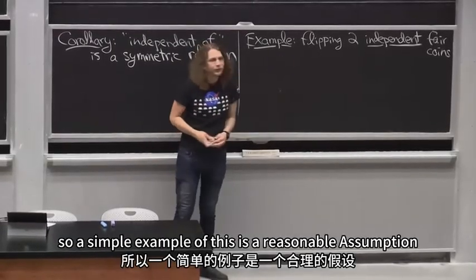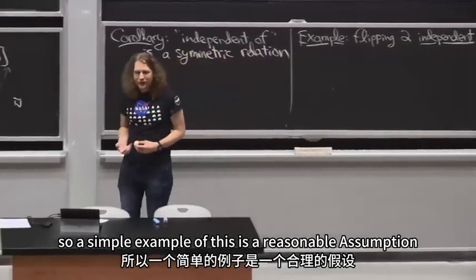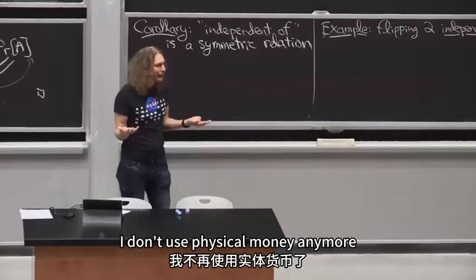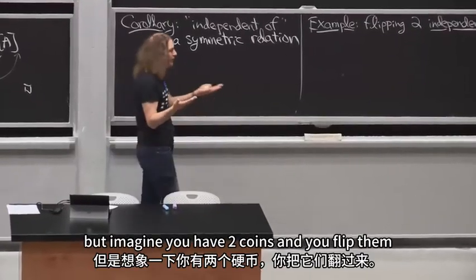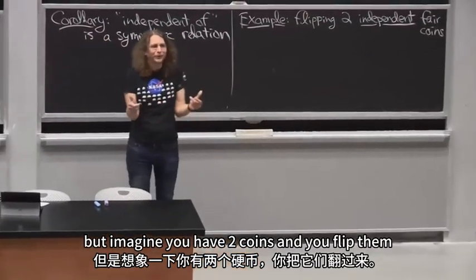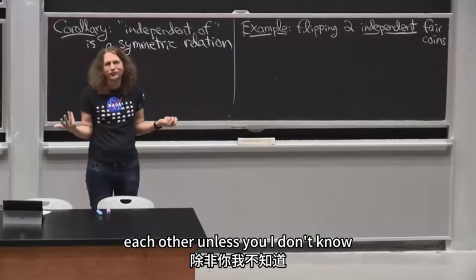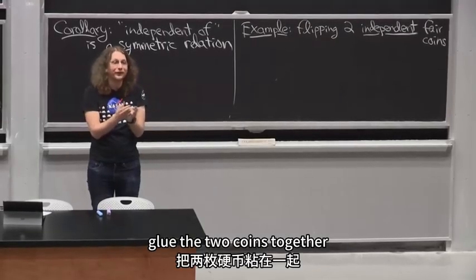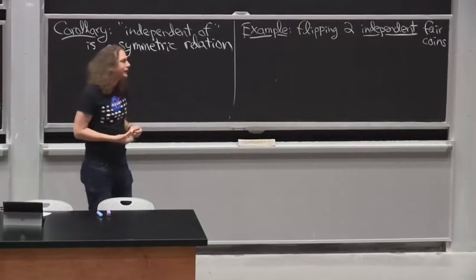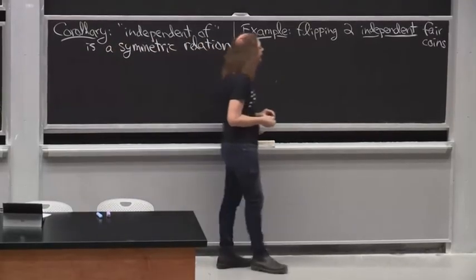So a simple example of this where this is a reasonable assumption is you have two coins. I don't use physical money anymore, but imagine you have two coins, and you flip them. Whether this one comes out heads and whether this one comes out heads should be independent of each other. Unless you, I don't know, glue the two coins together, then they're very dependent. All right.